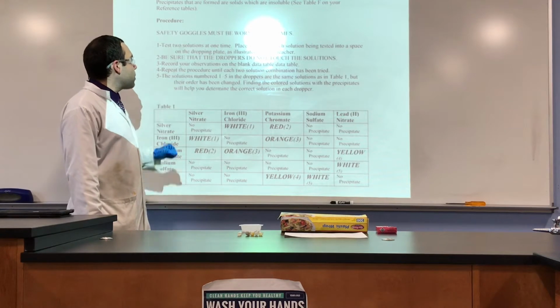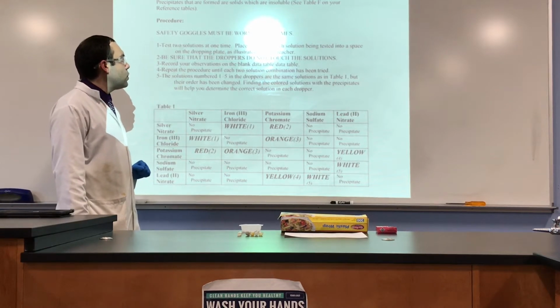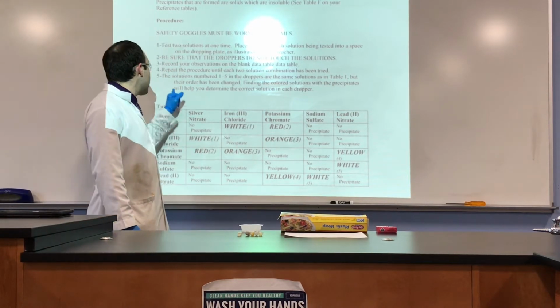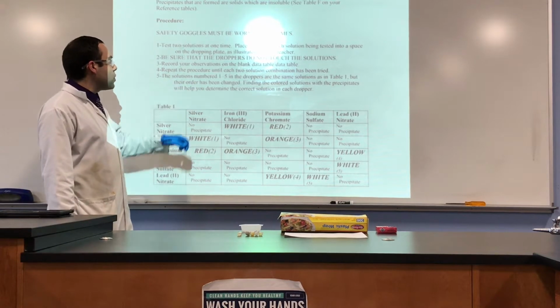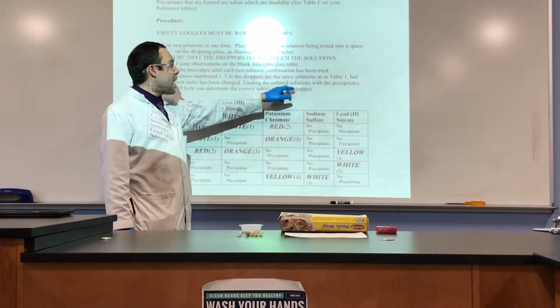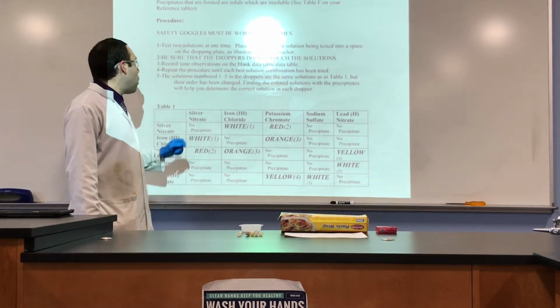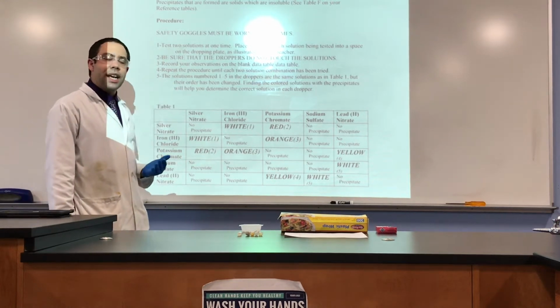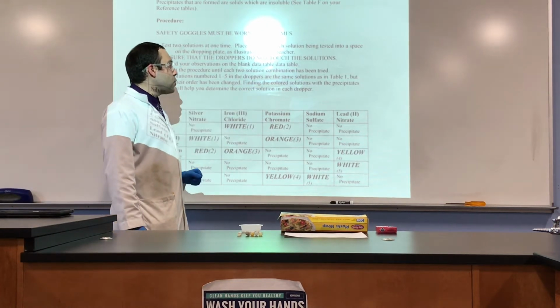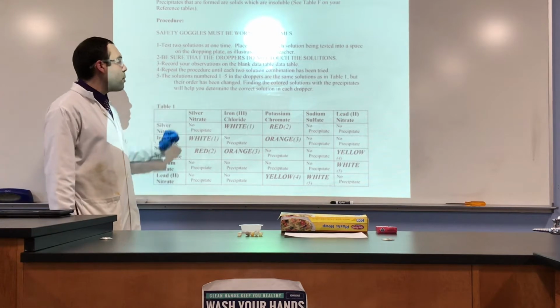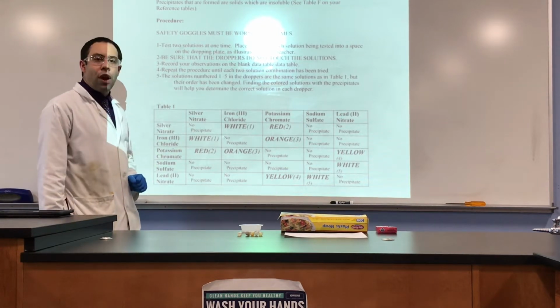Number 4, repeat the procedure until each 2 solution combination has been tried. And in step 5, the solutions numbered 1 through 5 and the droppers are the same solutions as in table 1, but their order has been changed.